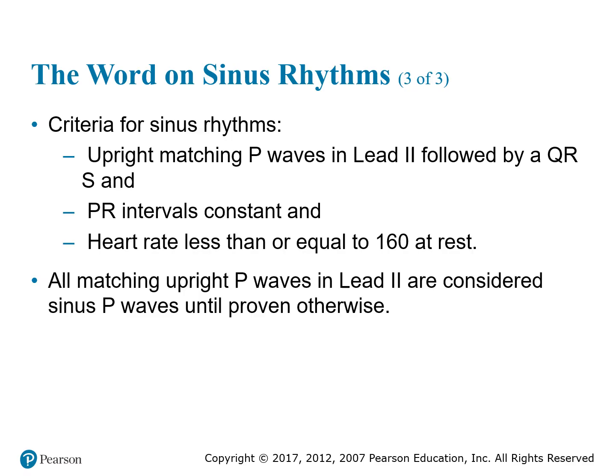The heart rate has to be equal to or less than 160. If the heart rate gets above 160, then it's not going to be considered a sinus rhythm. It gets classified as something different. All matching upright P waves in lead 2 are considered sinus P waves until proven otherwise. So when we're looking at this, we're looking at the P waves and the complexes. It's a P wave until proven otherwise, just like it's a normal rhythm until proven otherwise. So all the P waves in lead 2, if they're consistent and they look like P waves, we're going to call them a P wave unless we prove it to be something different.